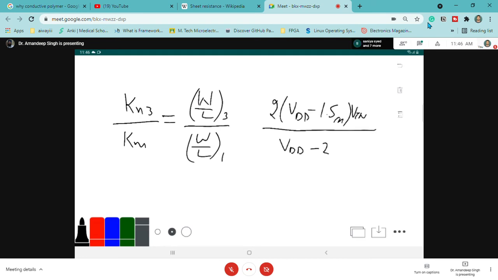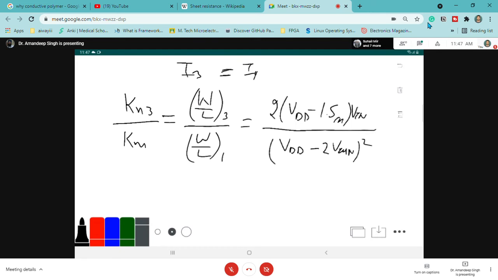Let me write this value. Okay, suppose this is the value. Now, or let me write this in this way, that I3 is equal to I1. Okay, I3 equal to I1. This is the case.